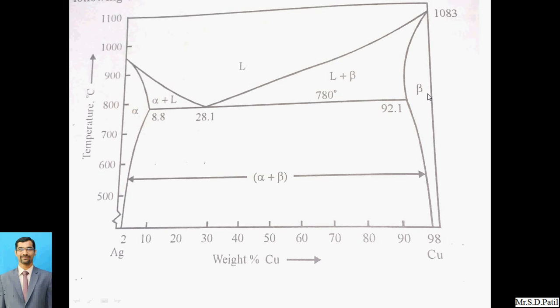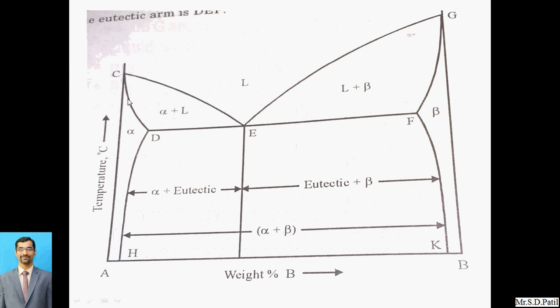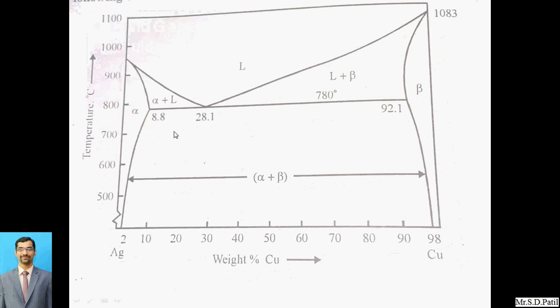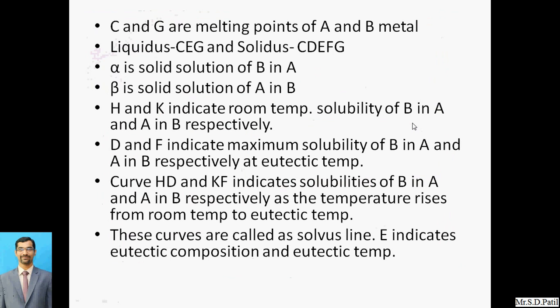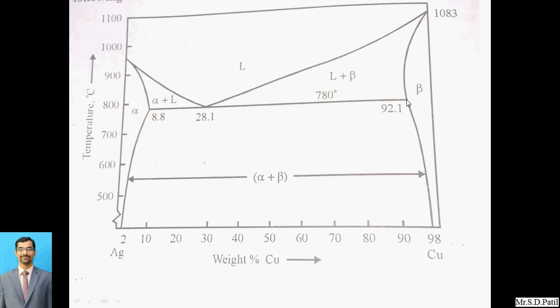So this will be the alpha phase, this will be the beta phase. Now in this particular diagram, whatever may be the exact contents, the notations at the key points, the temperature or composition, that is missing. But here with the example we are just telling, so this point D, which is having 8.8% Cu, at this particular eutectic point the Cu percentage is 28.1%, and at this point here, this particular point is indicated with the F in this particular system. So here at point F, the copper is 92.1%.